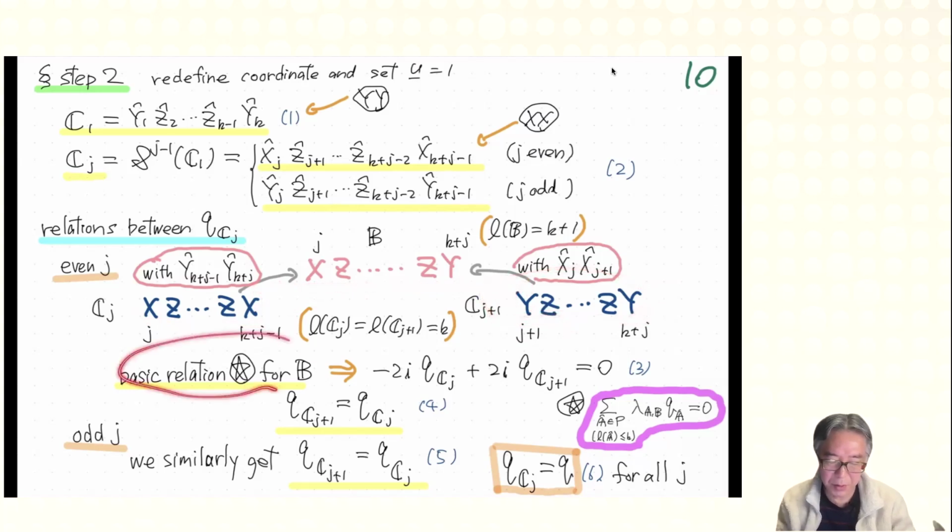And if you consider the basic relation for B, the only products with length k or less than k are Cj and Cj plus 1. You can also now compute the coefficient with sign, and here you take the commutator with yy, you get minus sign. Here you have xy, you get plus sign. And so this is the relation you get. So this shows that they are the same. Okay, and when j is odd, you can do basically the same thing with slight modification, and you also get this. So you will find that for all j, the coefficients are the same. So our goal will be to show that q equals 0.